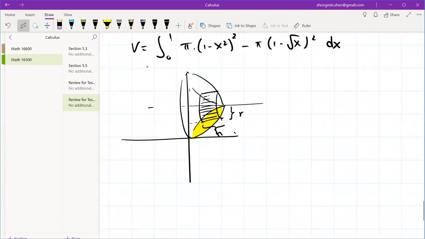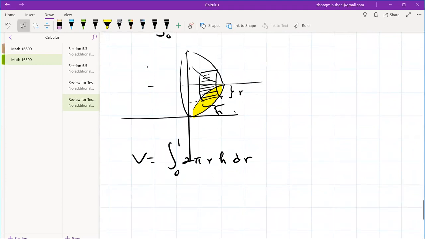Right? So the volume is going to be the integral of 2 pi r h dr. r runs from 0 to 1. The smallest value for r is 0, the largest value for r is 1. I need to express h in terms of r. Now, for the same y value, r is going to be 1 minus y. But the h is not easy to figure out.